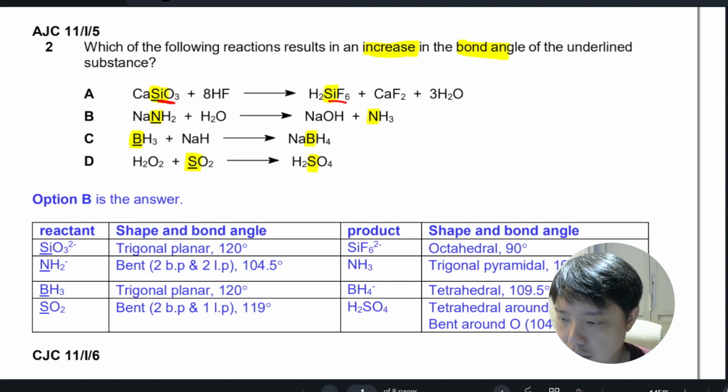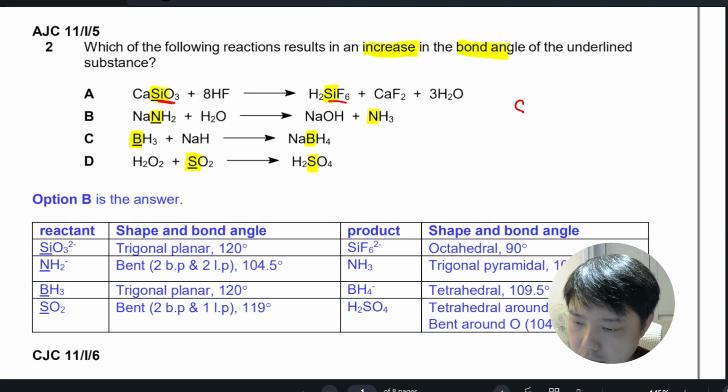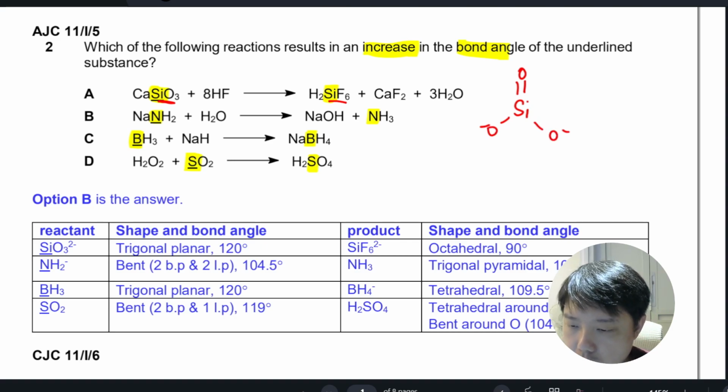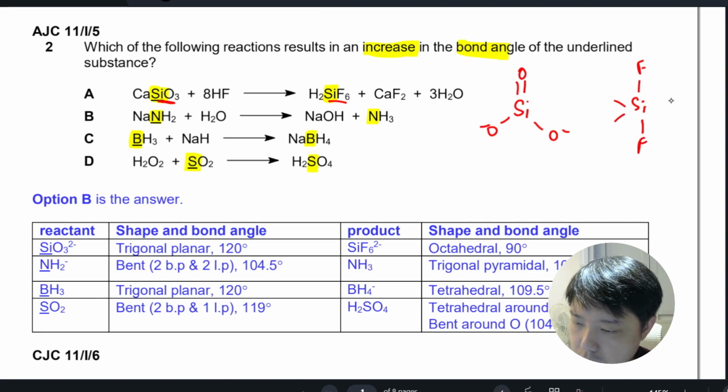If you want to quickly draw it out, you can, because it has two minus, right? So it looks something like this. You've got to quickly deduce that it is trigonal planar and has a 120 degrees bond angle. Okay, then for the silicon with 6 fluorine, this is the shape.